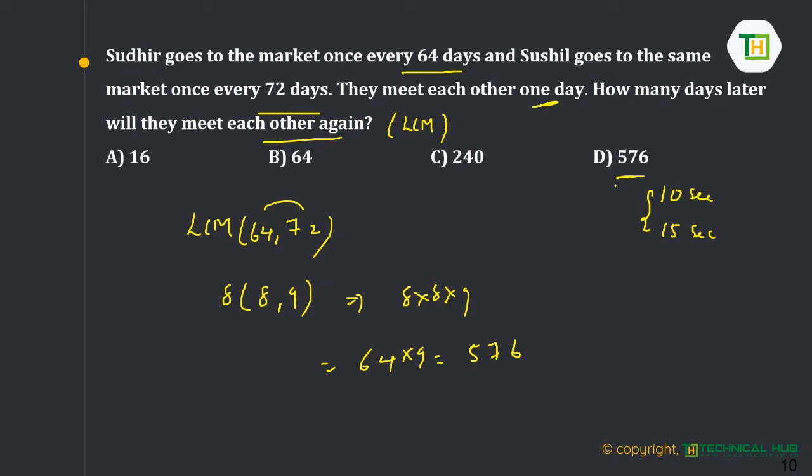Every 64 days, Sudhir goes to the market. And similarly, every 72 days, Sushil goes to the market. So they meet each other one day. So one day they will meet. Again, at what time will they meet means after 576 days, they will meet again. How many days later will they meet each other again? So after 576 days. So this question is related to Bell's question or circular track question in LCM applications.